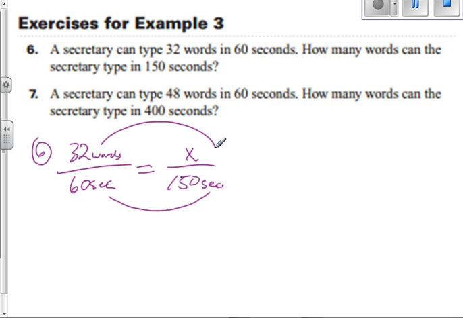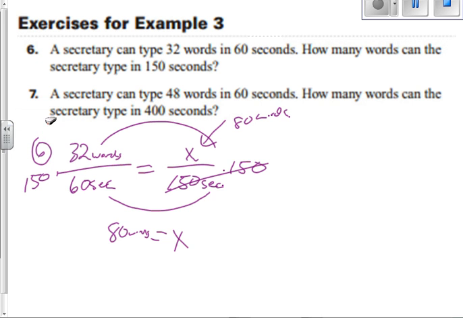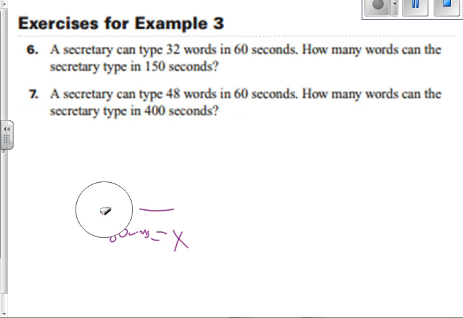And then from this, you can multiply both sides by 150. So I find out that x is equal to 80 words, okay? So my x right there would be 80 words. Now, you may want to stop the video if you need a copy of this, because I'm getting ready to erase. So sorry, but you can pause it and rewind it.